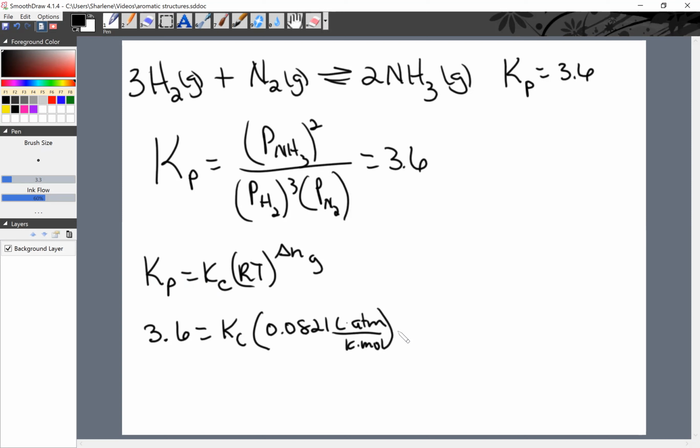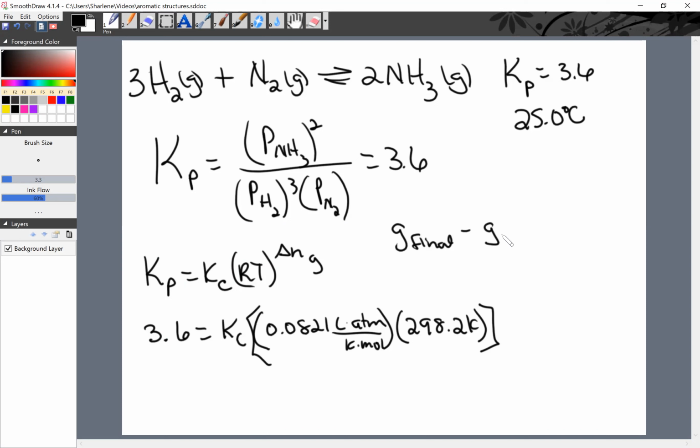And in this case, do you notice I have to have a temperature? We are always going to assume that it is 25 degrees unless I give you another one. But I'm going to put that right here so that there's no doubt. At 25 degrees, and so that is 298.2 Kelvin, big brackets.